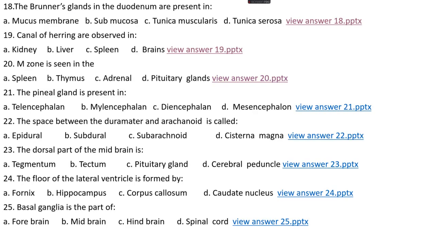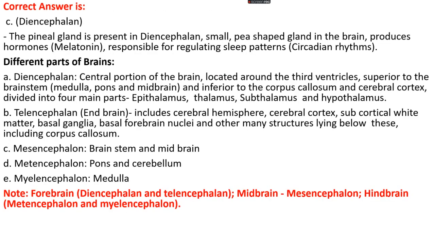Okay. Question number 21. The pineal gland is present in option A, telencephalon, option B, myelencephalon, option C, diencephalon, option D, mesencephalon. The right answer is option C, that is diencephalon. The pineal gland is present in the diencephalon. It is a small pea-shaped gland located in the brain, which produces the hormone melatonin, which is responsible for regulating the sleep pattern, that is the circadian rhythm.